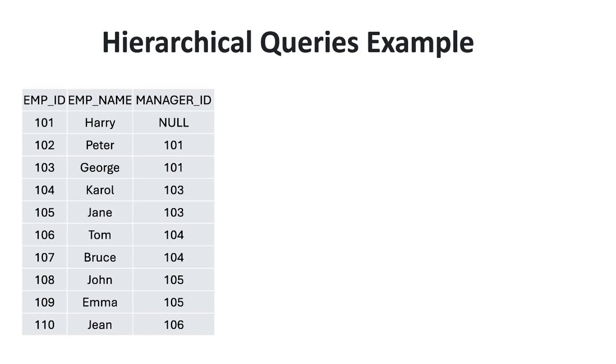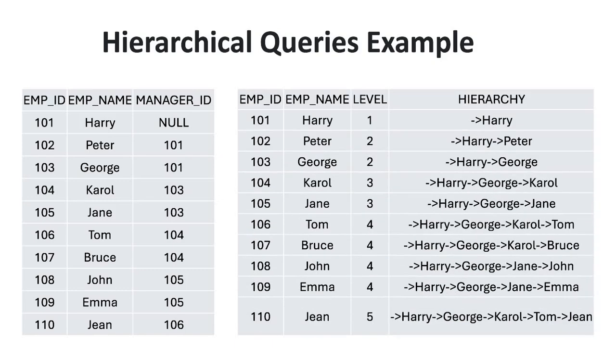Now we have to display the hierarchy for each row and the label as well. So let's see our expected output. So this is the expected output. Now in this output, let's say for 106 Tom, the manager is Carol. Again, Carol's manager is George and George's manager is Harry. So we have to display the output like Harry, then George, then Carol, then Tom. And this is applicable for each and every row in the dataset.